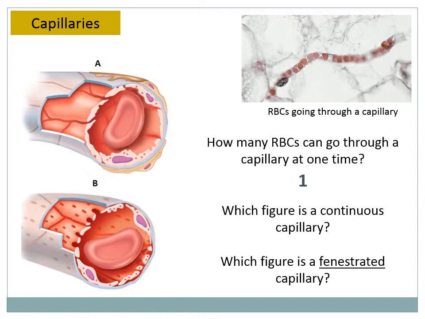We have two figures here. We have A and B. Which figure is a continuous capillary? Yep. A is a continuous capillary. And which one is a fenestrated capillary then? Yeah, that's going to be B. So fenestrated means porous. You can think of being frustrated because you have big pores or something like that on your face. So we have fenestrated capillaries. They're porous capillaries. We're going to talk about what this means in just a second.